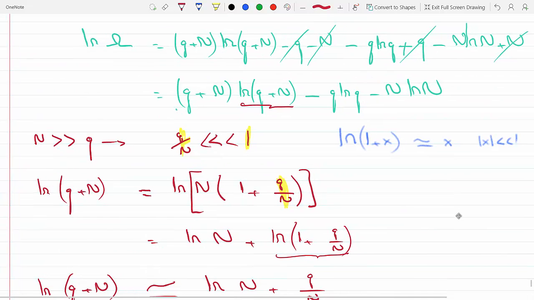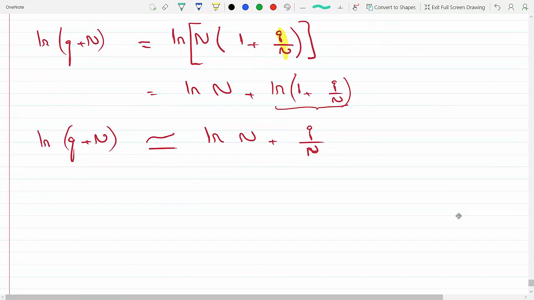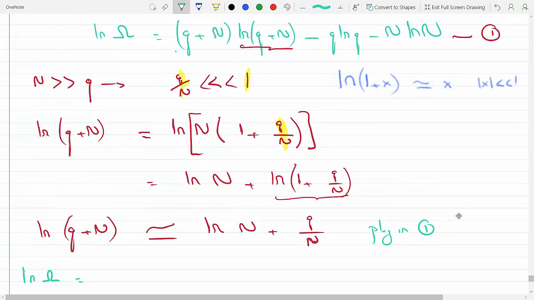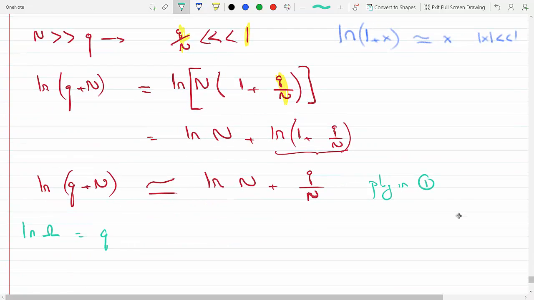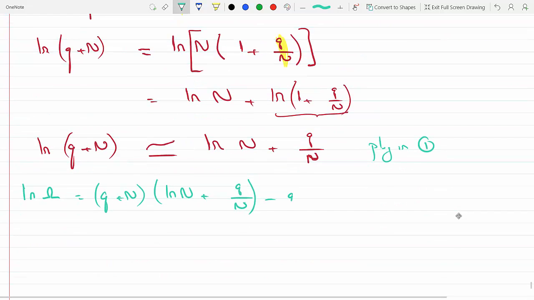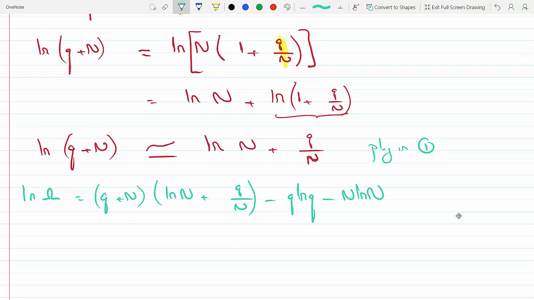Okay, so now plug it back into my equation 1 here. Let's call this 1. Plug in 1. We get (q plus n) times this ln (q plus n), which turned out to be ln n plus q over n, minus q ln q, minus n ln n.